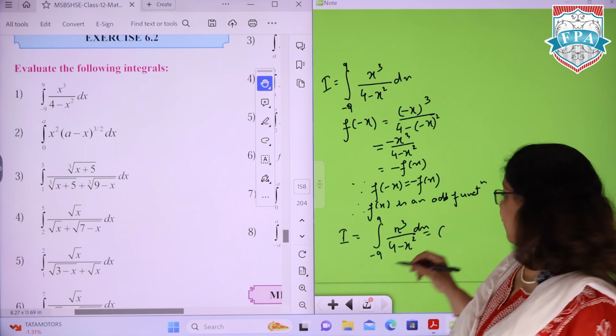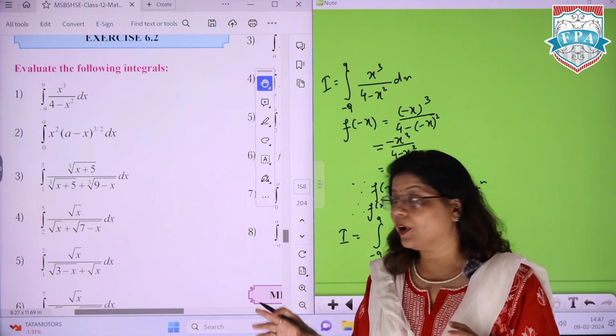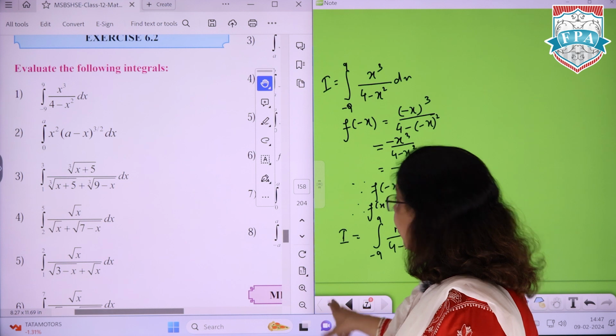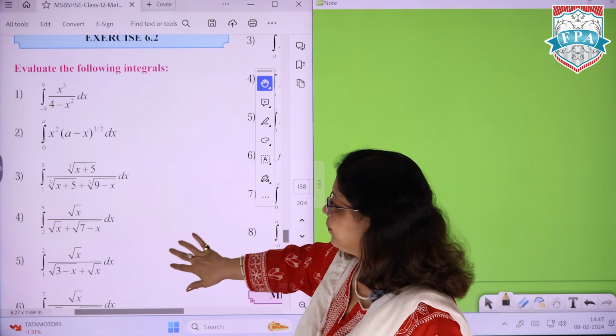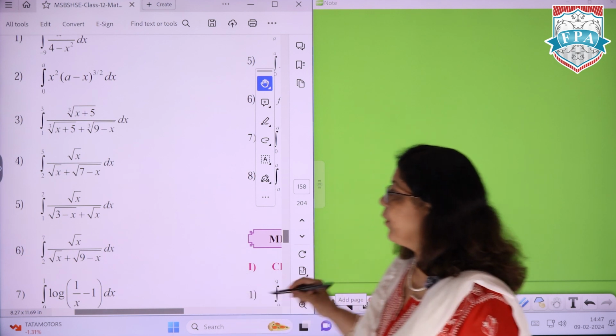Your final answer will come as 0. So this was the first question over here. Let's see one more using another property of integration.